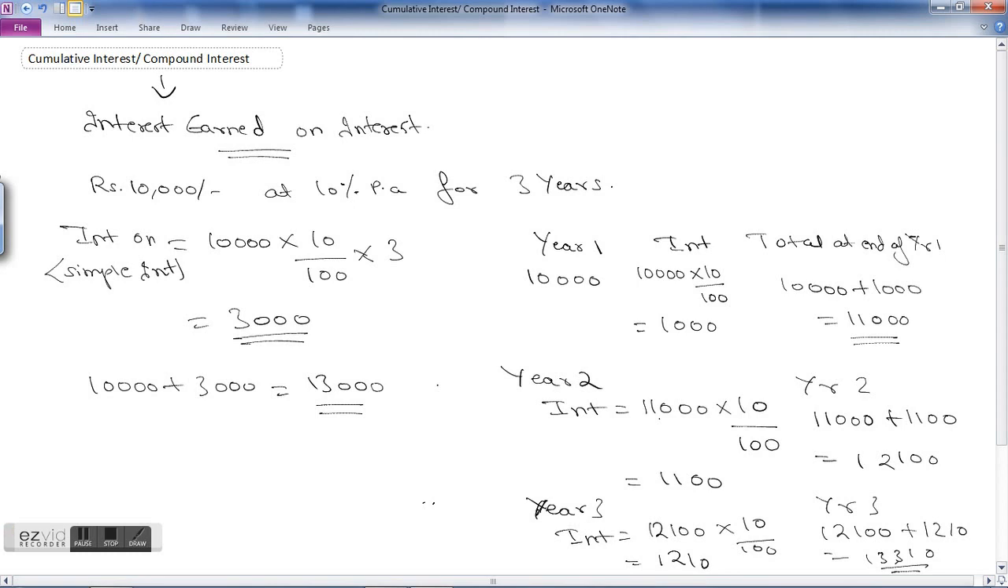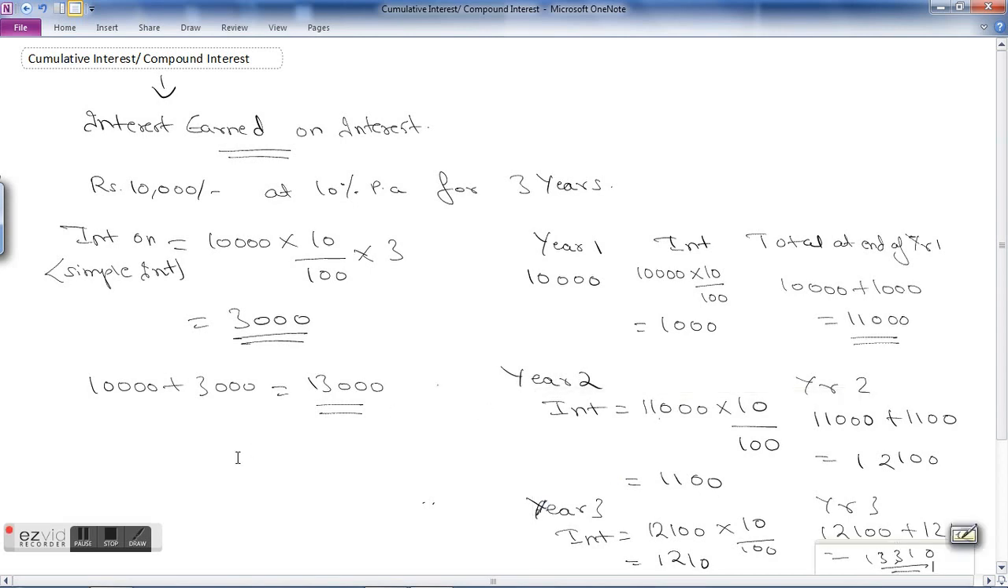Now if you see the difference, as per simple interest you were supposed to get 13,000 at the end of the 3rd year. But as per compound or cumulative interest, for the same principal amount you are getting 13,310. That is because you are getting interest on interest for the succeeding years, that is year 2 and year 3. This is the main difference between simple interest and compound or cumulative interest.